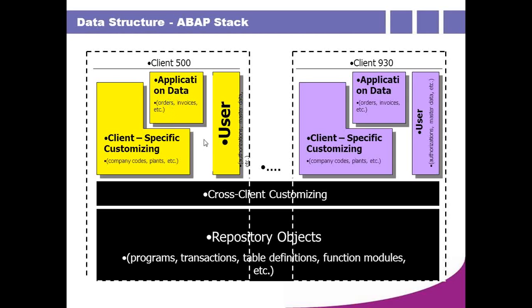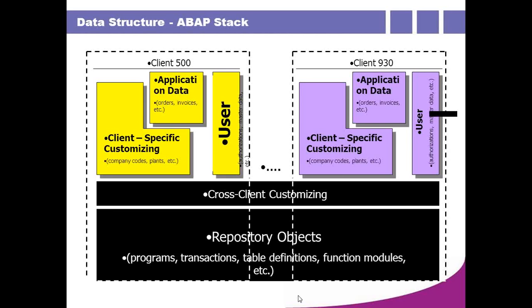And here, these clients will reside on top of some other areas, those are called repository and cross-client objects. So this is the fundamental thing to operate your system, that is repository, very very important. Without this repository your system is not there. See, when you are installing your SAP system, this is what it is building. Nothing but programs, transactions, function modules, like that.